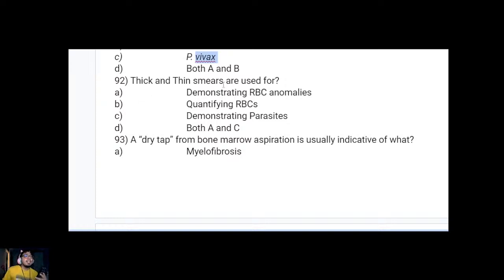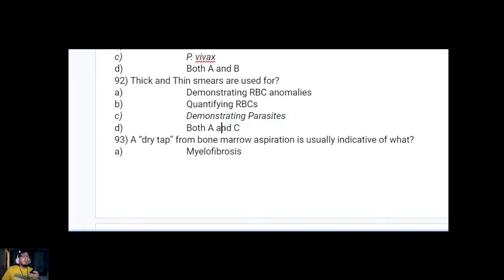Thick and thin smears are used for what? Demonstrating RBC anomalies, quantifying RBCs, demonstrating parasites. Yun lang ang tamang sagot. 92. Demonstrating parasites. You can't quantify RBCs in a thick smear or a thin smear. So that's the correct answer. Okay? Tingnan natin, may mga tumama ba dyan sa 92 na yun?